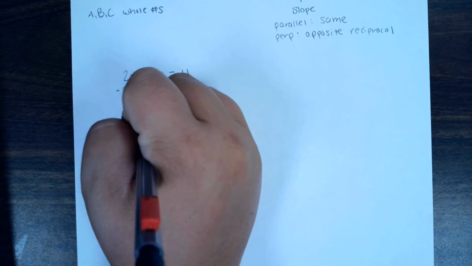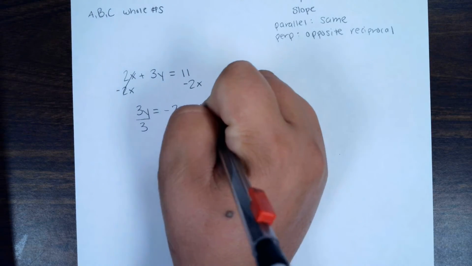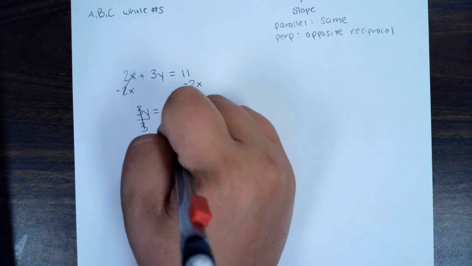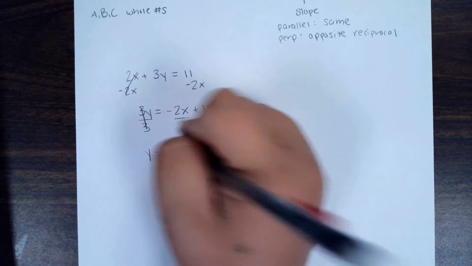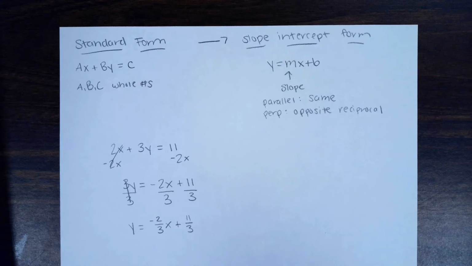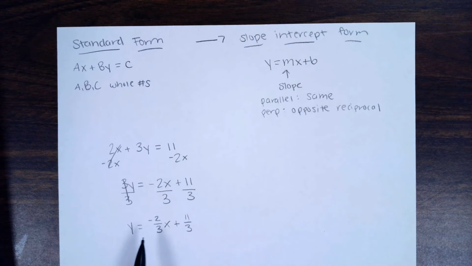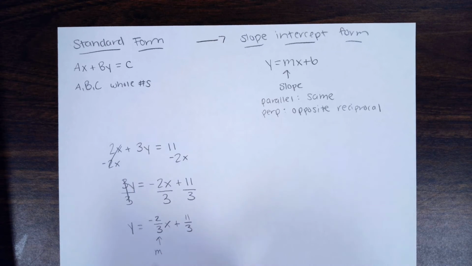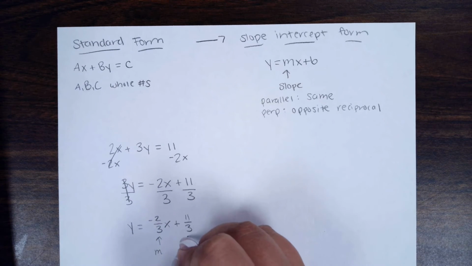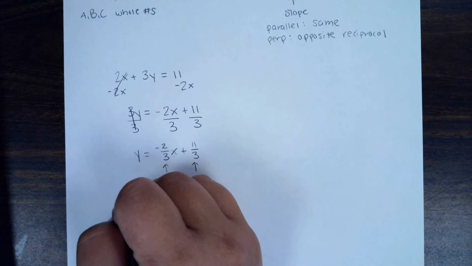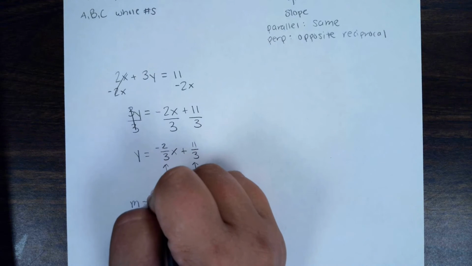And then the last step to get y by itself is we divide everything by 3. So those cancel, and we have y equals negative 2/3 x plus 11/3. So now take a look at that. Y equals mx plus b, y equals m, so this is our slope, x plus b. Awesome, so now we can say our slope here is negative 2/3.